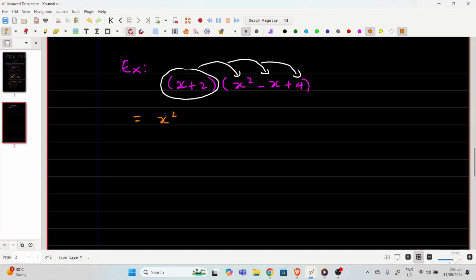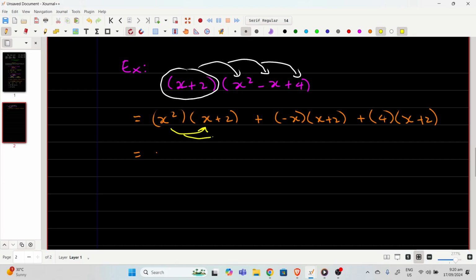You're going to have x squared multiplied by x plus 2, adding to negative x multiplied by x plus 2, adding to 4 multiplied by x plus 2. We simplify each of the terms in the bracket. So we have here, let me just put the arrows. So here by that, here by that, then we have here by this, here by this. Again, I'm doing this slowly so you can see all the terms that I'm multiplying by each other.